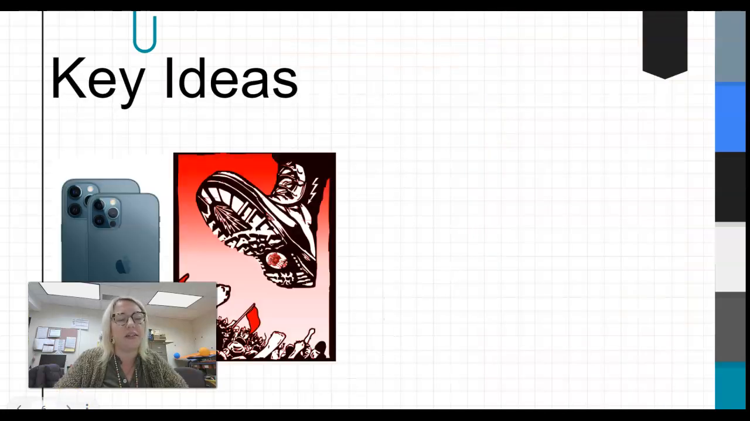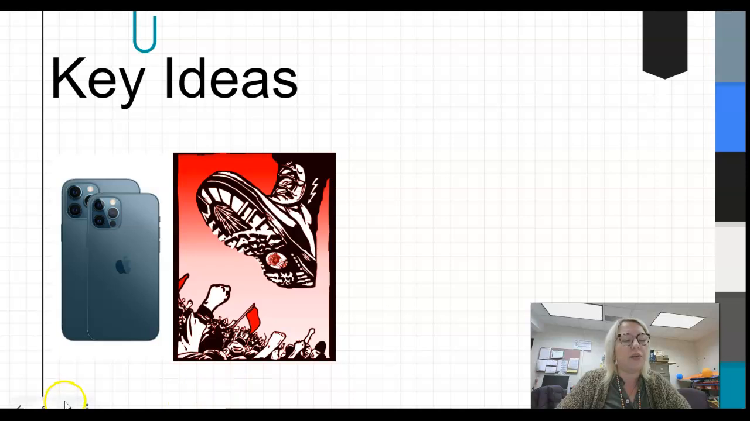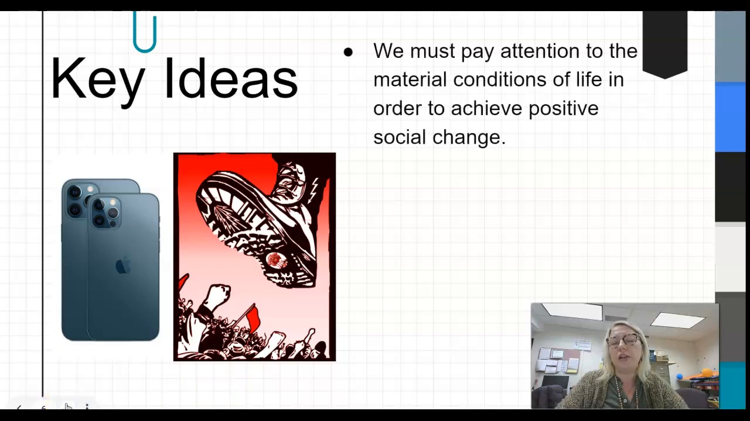There are some key ideas in Marxism that I want to share with you briefly. First of all, Marx says we have to pay attention to the material conditions, so how much money we have, how big our house is, how nice our car is, in order to achieve positive social change. Because if we look at those things, we'll see that some people have nicer things than others. And that is where the power to change, specifically by the proletariat or the working class, uprising against the powerful bourgeois and aristocracy, comes into play.